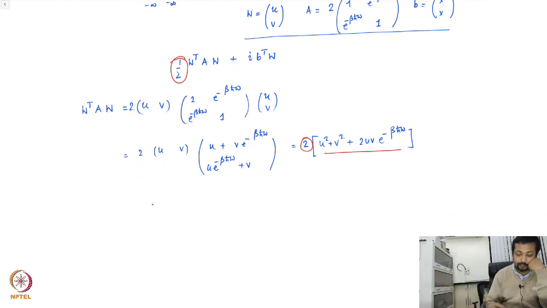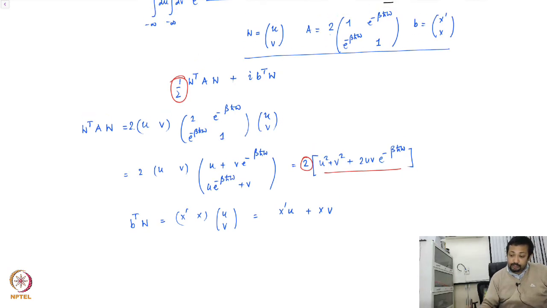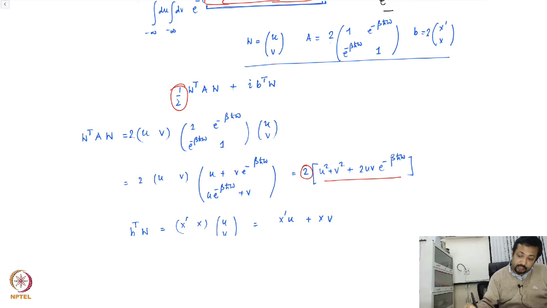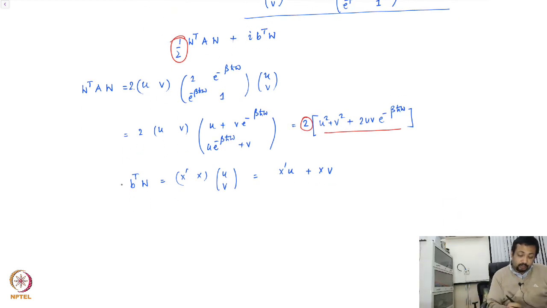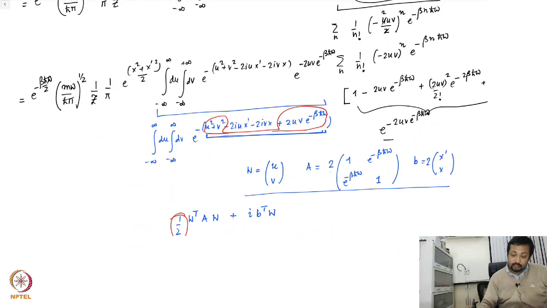Similarly, B transpose W is going to be x prime, x, times u, v, which is going to be x prime u plus x v, and B transpose has to be, okay, so there has to be a factor 2 here. So i times B transpose is going to be 2i, and that is precisely what I have.